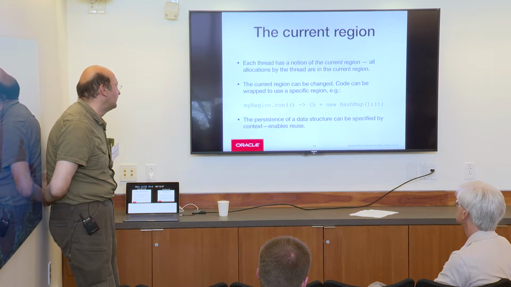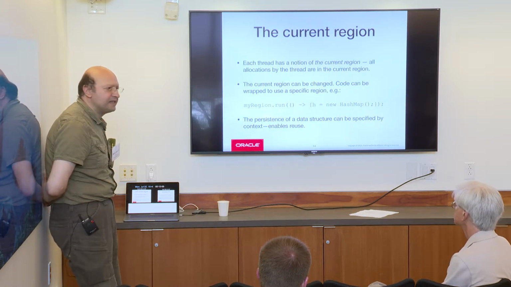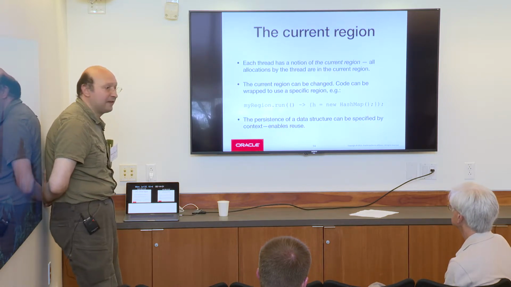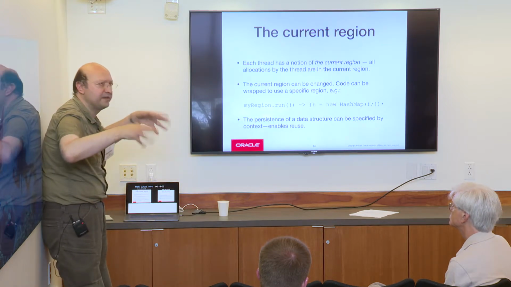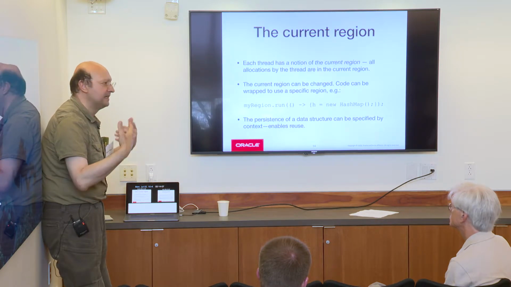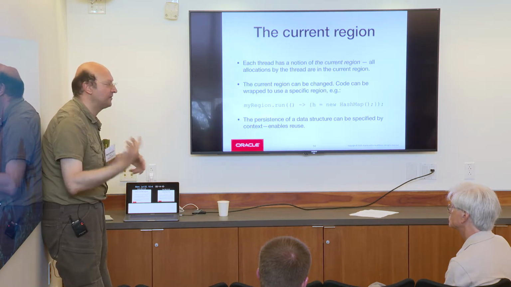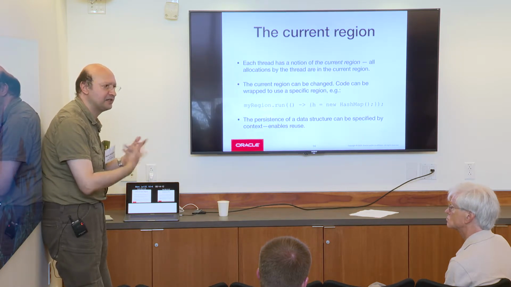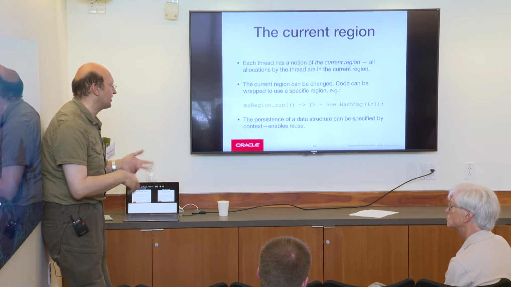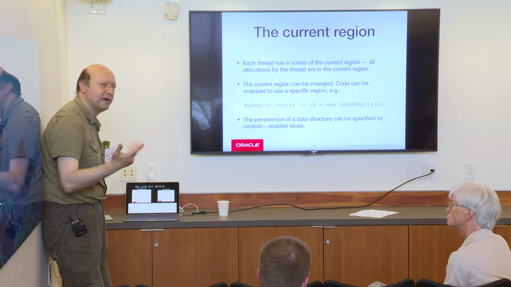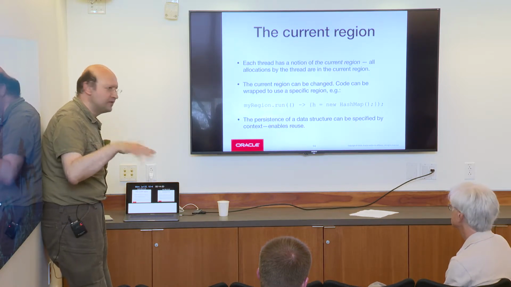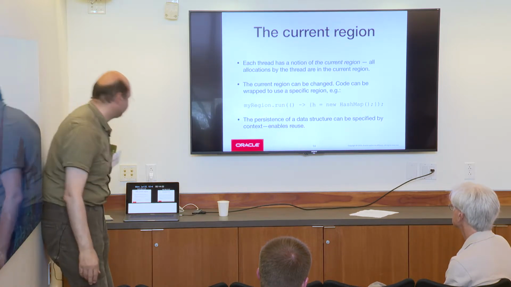So the persistence of a data structure can be specified by the context, right? The context of the code that causes it to be allocated says whether it's persistent or volatile. If the context says we're in a volatile region, it's a volatile data structure. If the context says it's a persistent region, it's a persistent data structure, and we haven't had to interfere with the code in any way to say that.